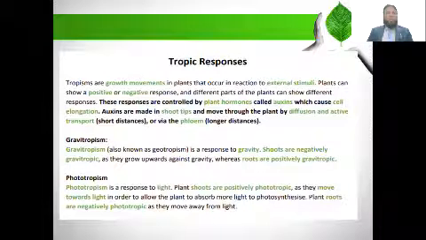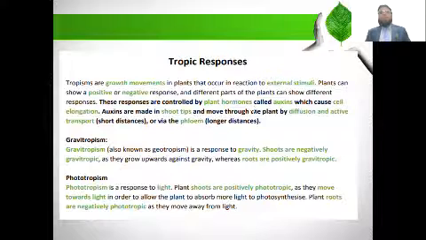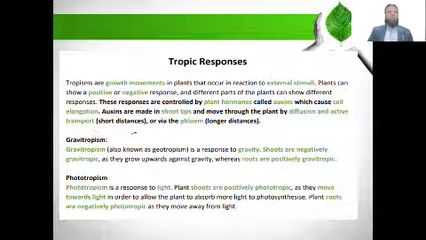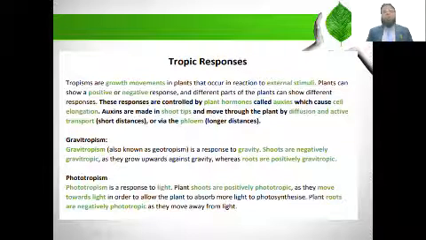Now see here, the same slides where you can study more about tropism. But one more thing is added in the slide: auxins. What are auxins? Auxin is considered a growth substance, or in some books you will see it written as a plant hormone. These responses are controlled by plant hormones called auxins, which cause cell elongation. Auxins are made in the shoot tips and move through the plant by diffusion and active transport over short distances, or via the phloem over longer distances.